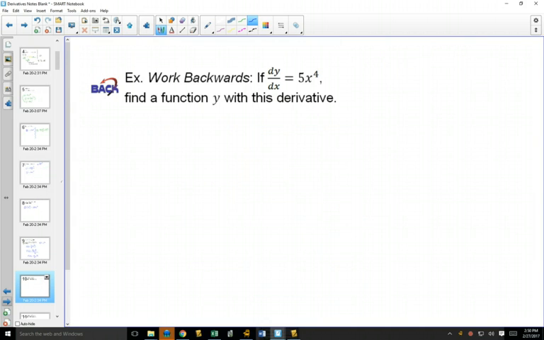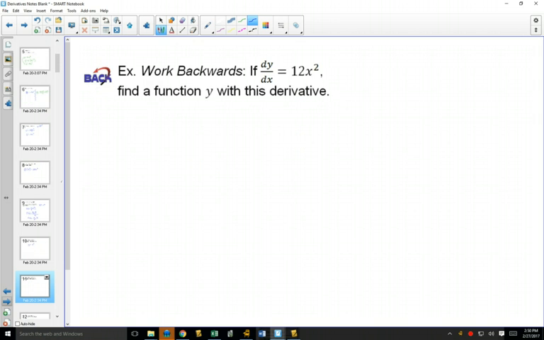Last two examples. If you're told the derivative is 5x to the 4, what would the original function have been? Yes, an x to the 5. And if you were told that your derivative was 12x squared, what would your original function have been?